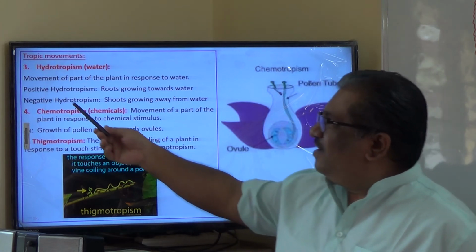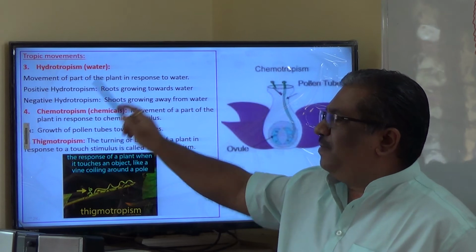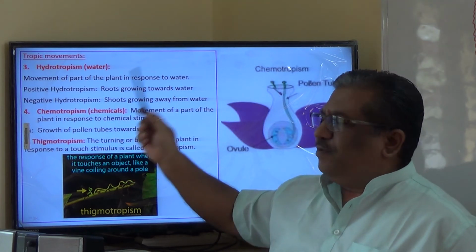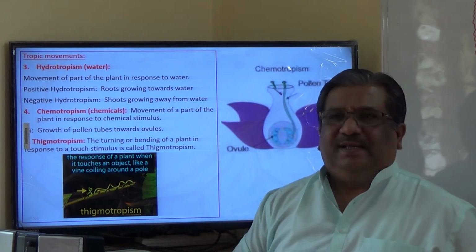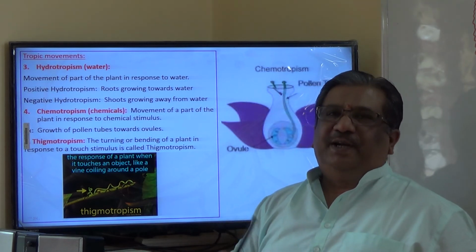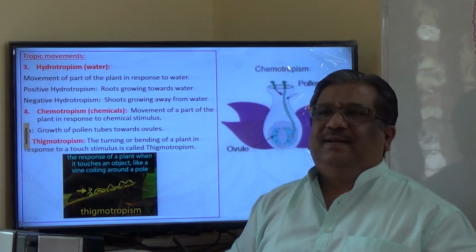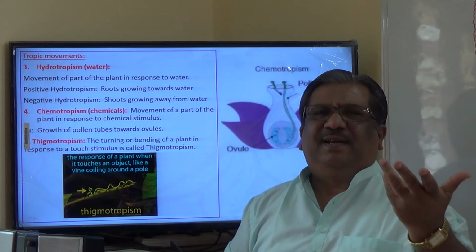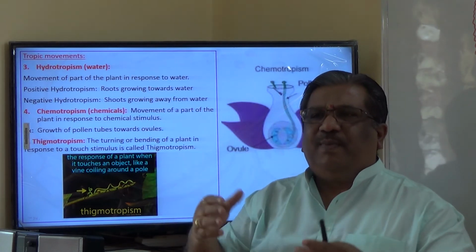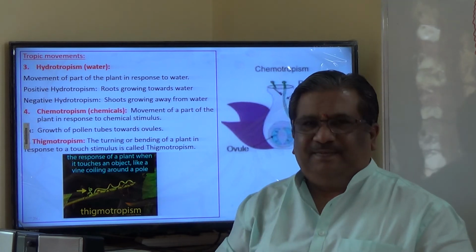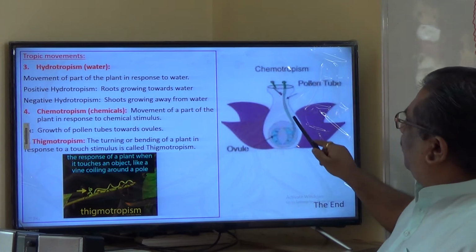Good. So, understood what is hydrotropism, positive hydrotropism, negative hydrotropism. Next, chemotropism. The best example for chemotropism is the growth of the pollen tube towards the ovule. Ovules contain sugar, basically glucose, and the growth of the pollen tube towards it is because of the attraction towards the sweet, and therefore chemotropism is shown by the growth of the pollen tube.